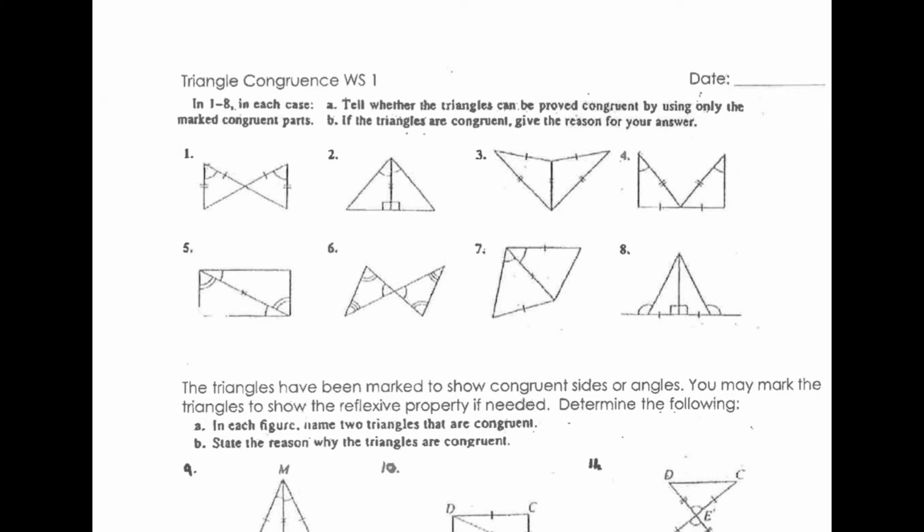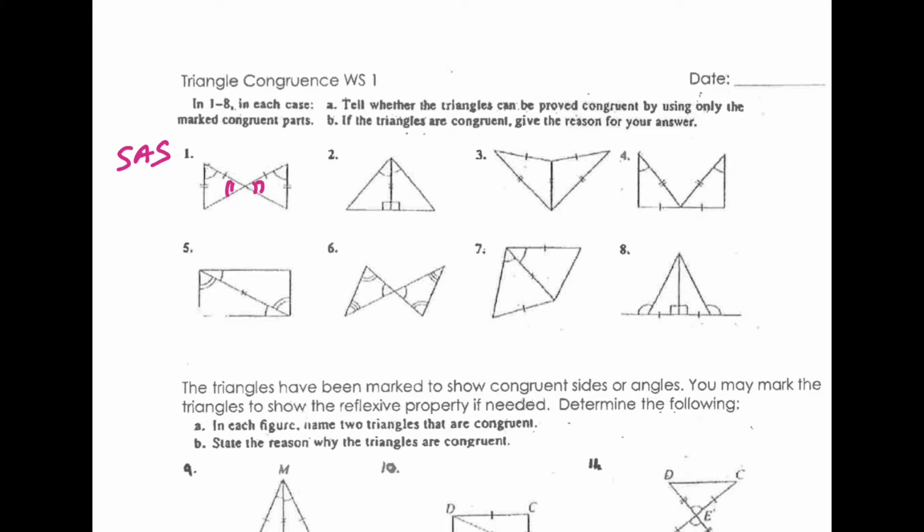We want to be able to tell if they are or are not congruent if we have enough information, and if they are, then write what that information is. So this first one, by the given information, is going to be side angle side. But just a quick note, because of the vertical angles here, you could also do angle side angle if you wanted to. There's enough information to do either one of those.